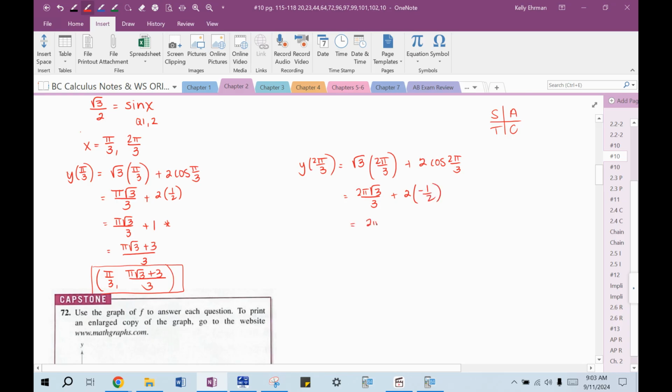So 2 pi radical 3 over 3, this would be minus 1. And if you want to take it a step further to match my answer key, I just made 1 into 3 over 3, so I did do a common denominator there. So the other point is at 2 pi over 3, 2 pi radical 3 minus 3, all over 3. Or again, just use that version as well.